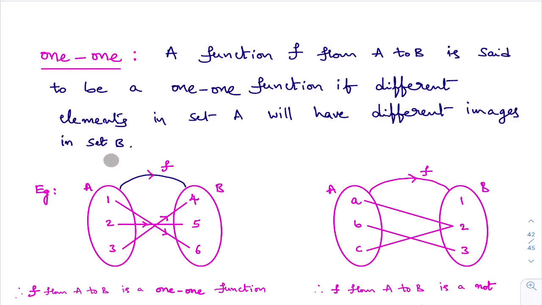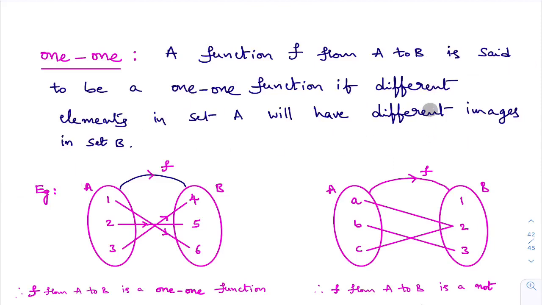I hope you are understanding. What is the definition of 1-1 function? Pause this video and try to understand what I am saying. A function f from A to B is said to be 1-1 function if different elements in set A will have different images in set B.